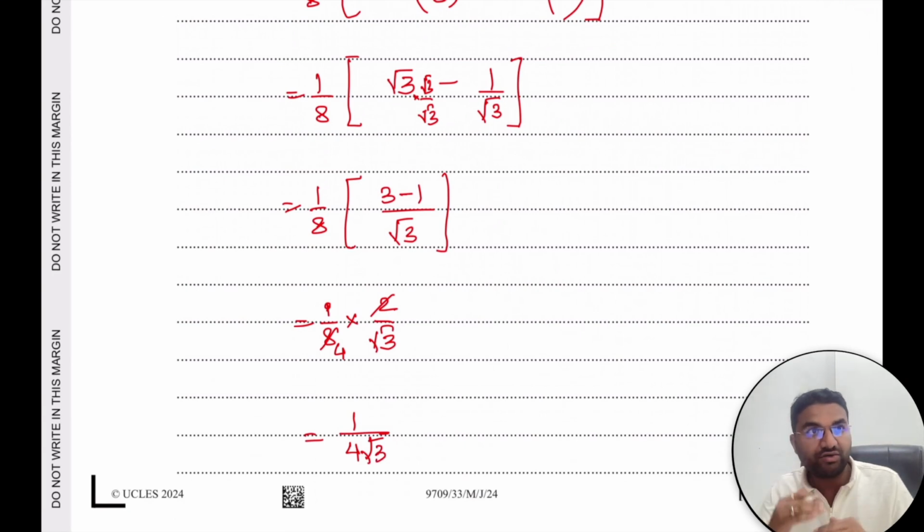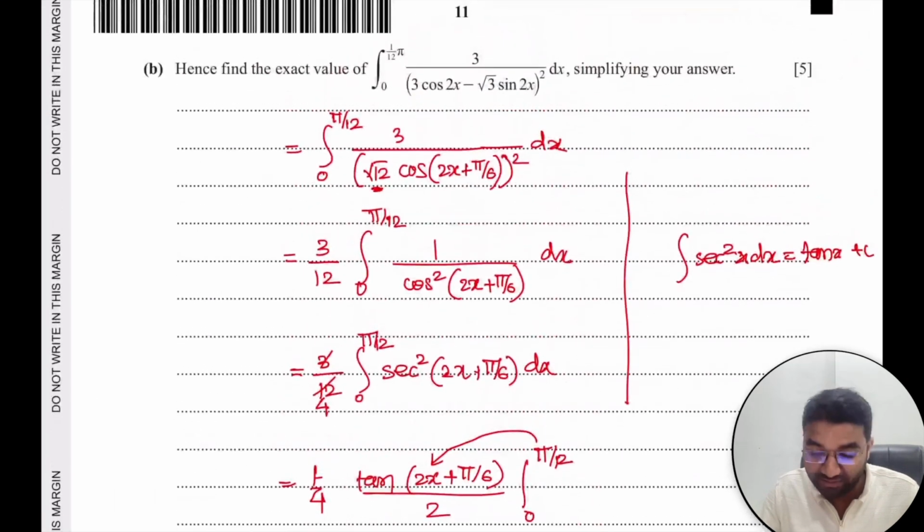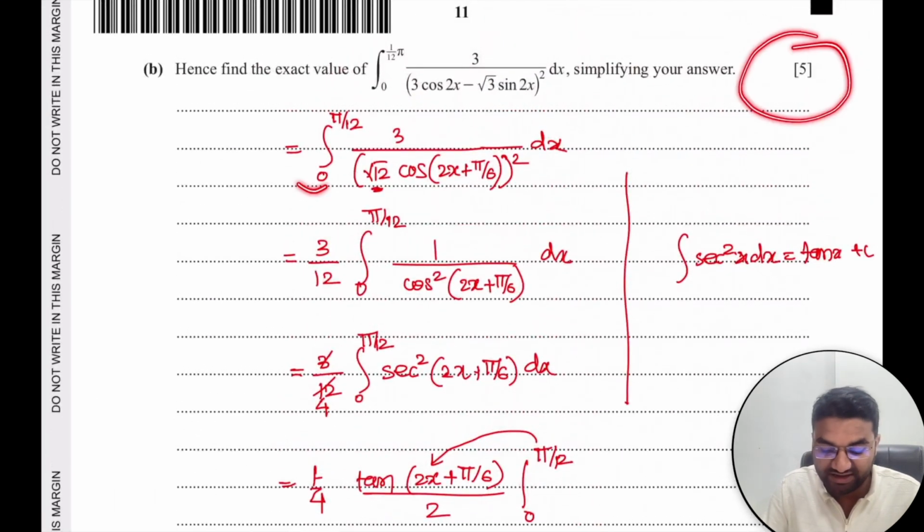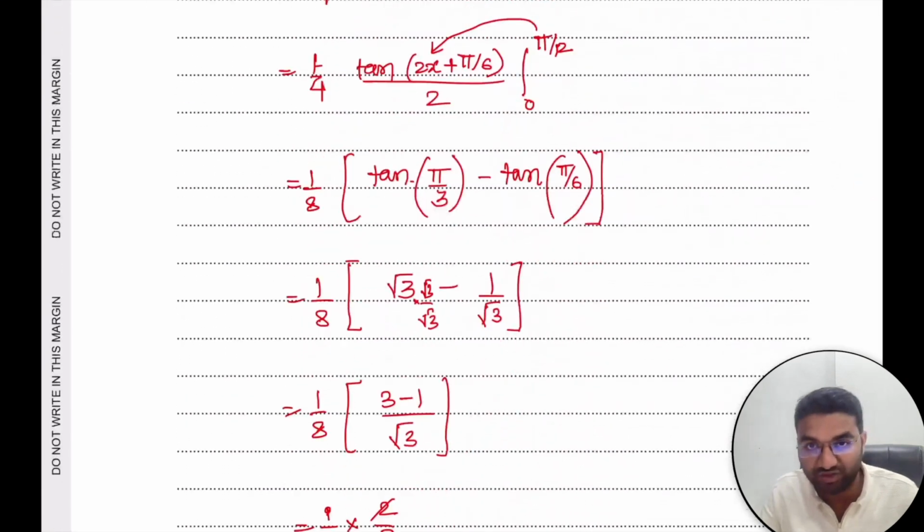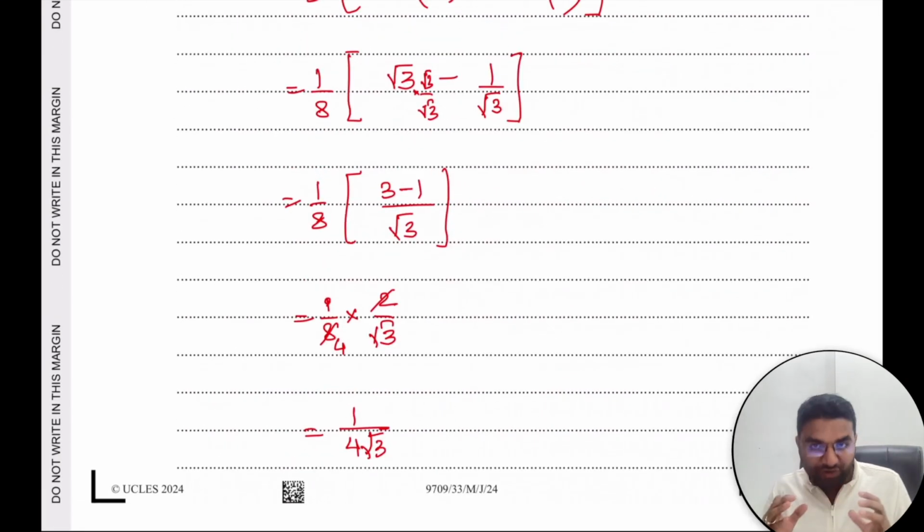That's it. This is how you have to write the step-by-step answer. This is a 5-mark question, you can see here, and if you write these steps, then you will get the marks. I hope you understood this complete answer.